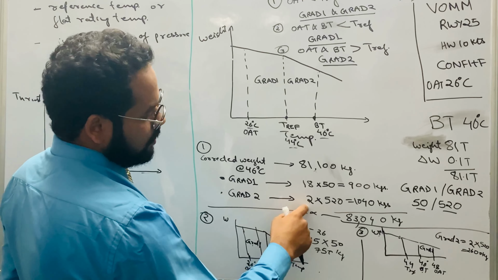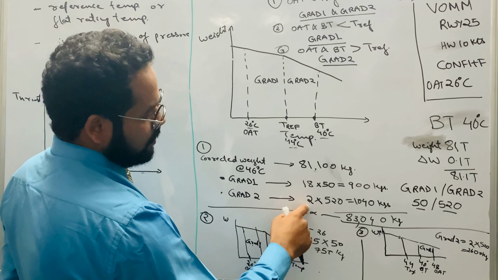Add both these grad corrections to the corrected weight, and then you will get another corrected weight, which is 83,040 kgs. In this corrected weight for grad corrections, some more corrections are applied, like speed correction, air conditioning correction, anti-ice correction, and wet correction. Different types of corrections may be applicable, which we'll study later while we learn about the RTW calculation. Our target right now is to focus on the grad correction.